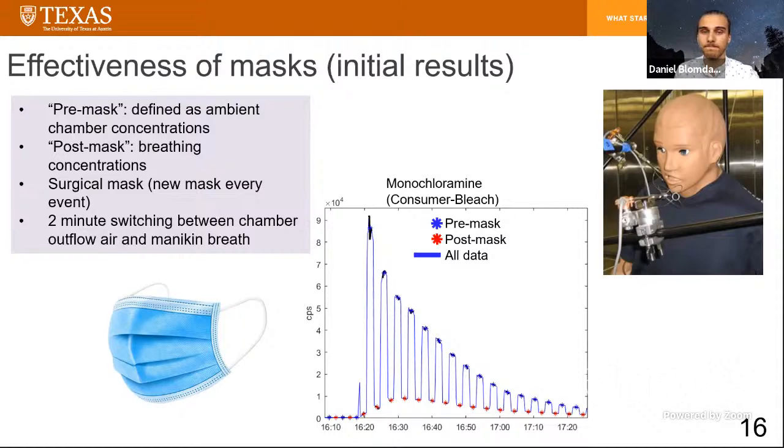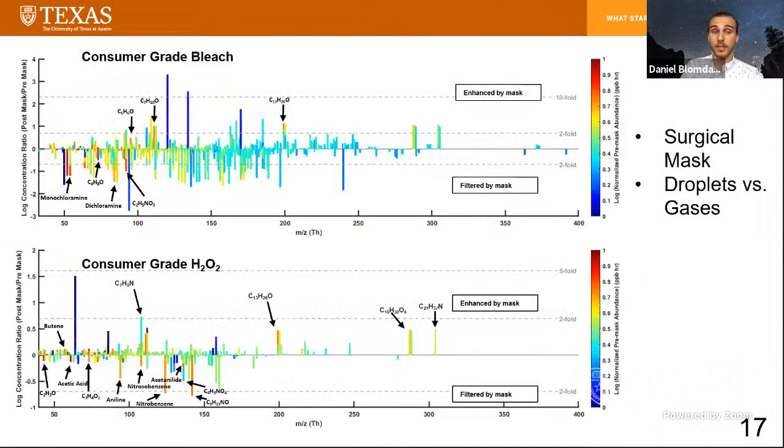Looking at both the hydrogen peroxide and bleach experiments, we see that fortunately, a lot of the compounds are filtered by the mask, which would be below 0, especially the ones that are most concentrated, most abundant: the monochloramine and dichloramine, as well as the acetanilide that we talked about earlier. But there also are a few compounds that are elevated, especially ones that are much higher mass, that contain oxygen and nitrogens. And we speculate that there's a bit of enhancement because the mask filters out the droplets that are still in the air before they have time to evaporate.